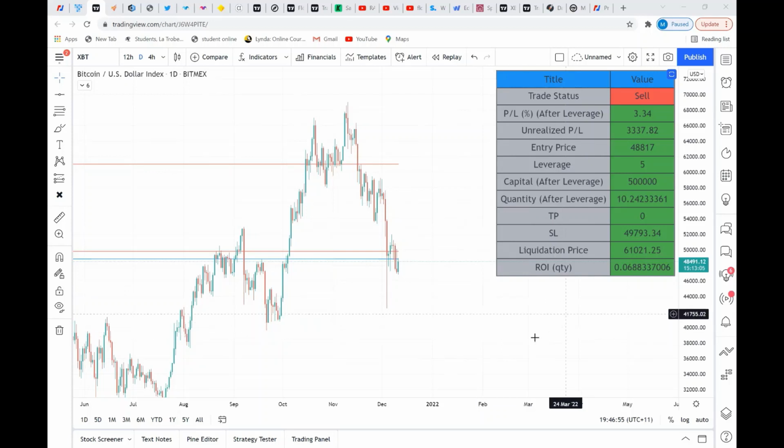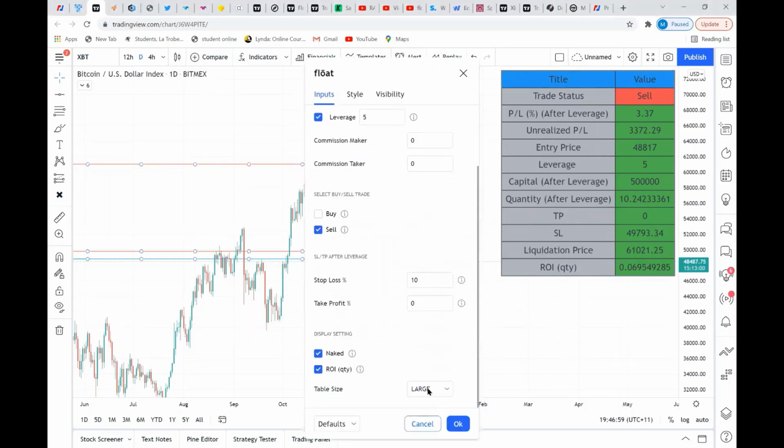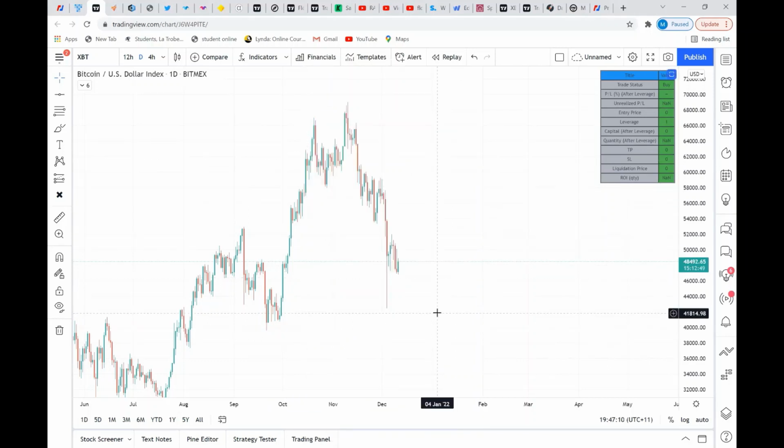Okay, let's say we're sick of this trade now. It's as simple as coming into the settings here by double clicking here, coming down to default and going reset. There you have it. It's completely reset to all the default settings. That's what I will do if I close the trade off or I've finished, or if I want to do something else.